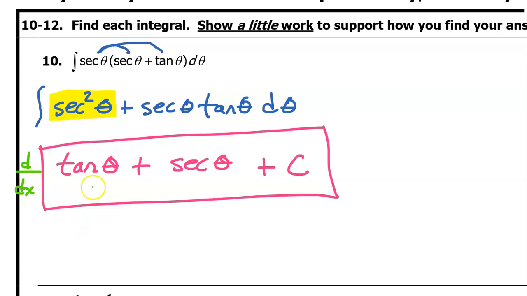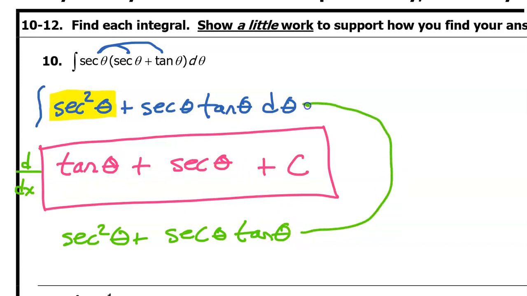By the way, you can check your answer by taking the derivative. If you take the derivative, it should give you back what you started with. So, as I mentioned as I did the problem, the derivative of tangent is secant squared, and the derivative of secant is secant tangent. And this c is here because the derivative of a constant is 0, so it's going to go away anyway. So if we take the derivative of this answer, we get back what we started with. So you know it's right.